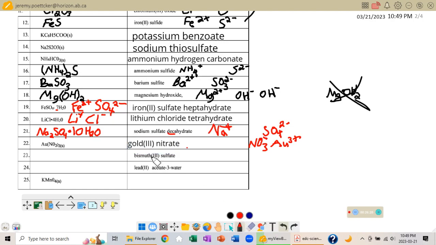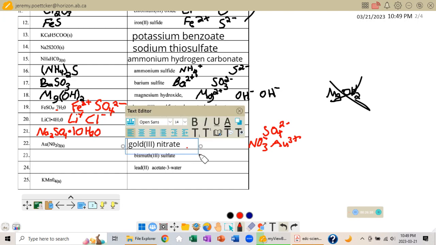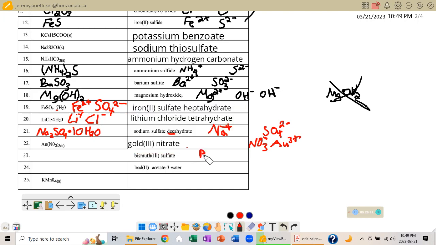Next one down is bismuth 3 sulfate. That tells me my bismuth, which I can tell you is a Bi3 plus. Sulfate, we've looked this up before. Do I see it on this page? There it is, SO4 with a 2 minus. Perfect. So SO4 with a 2 minus. Hey, I've got 3 pluses and 2 minuses.